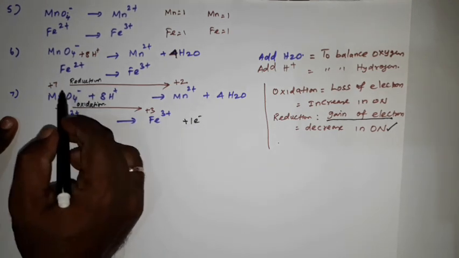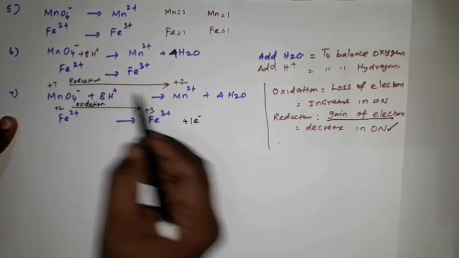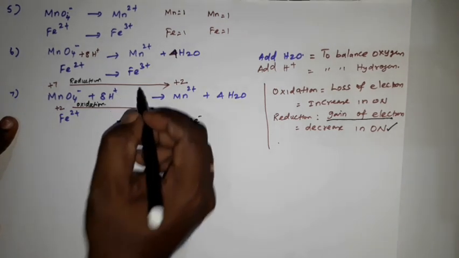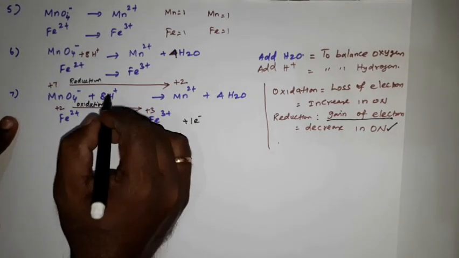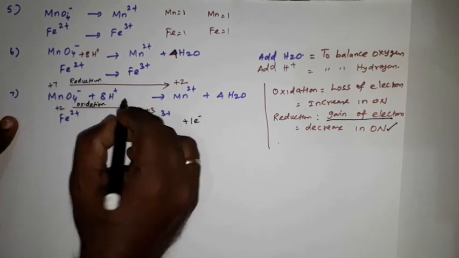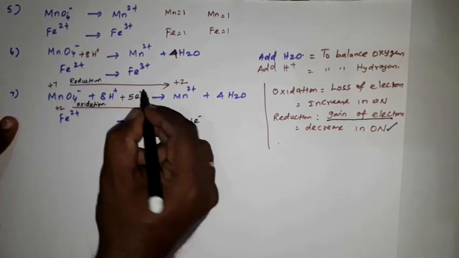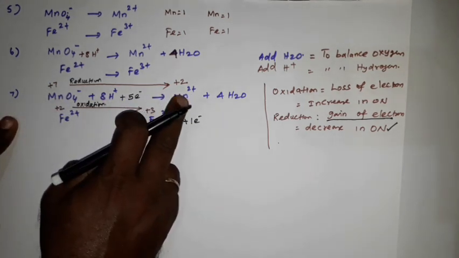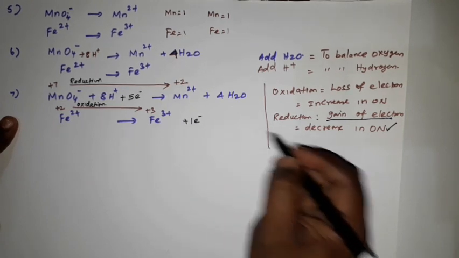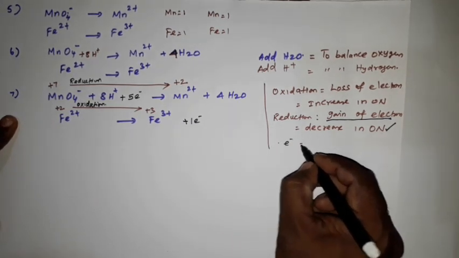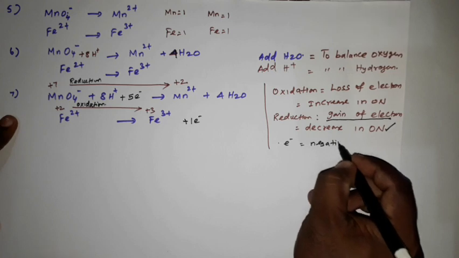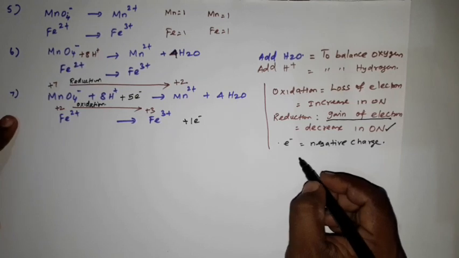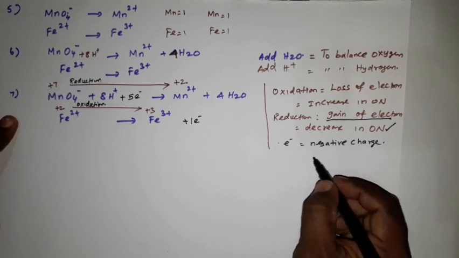Now come to reduction. Reduction means what? Gain of electrons. So how many electrons gained? 5 electrons are gained. Gained electrons go on the reactant side. So this is the reactant side, and I am writing 5 electrons gained, so that the oxidation number decreased. Clear? Note down here, electron always has a negative charge. So negative charge means whatever number comes, put the minus symbol before the number.